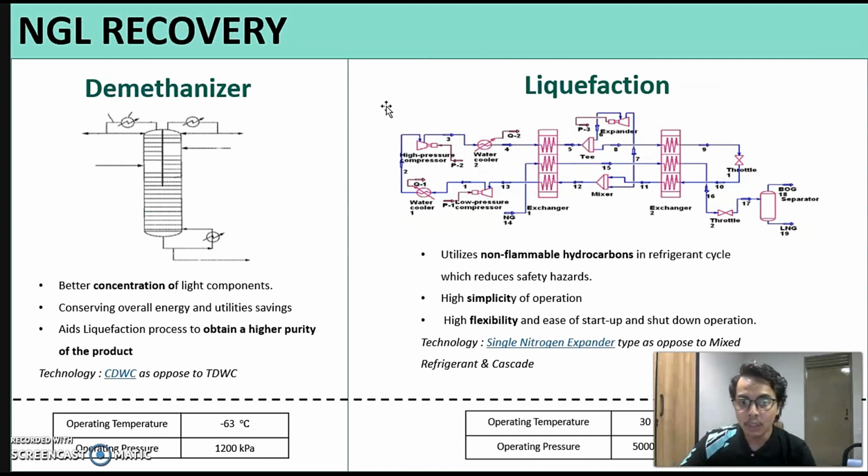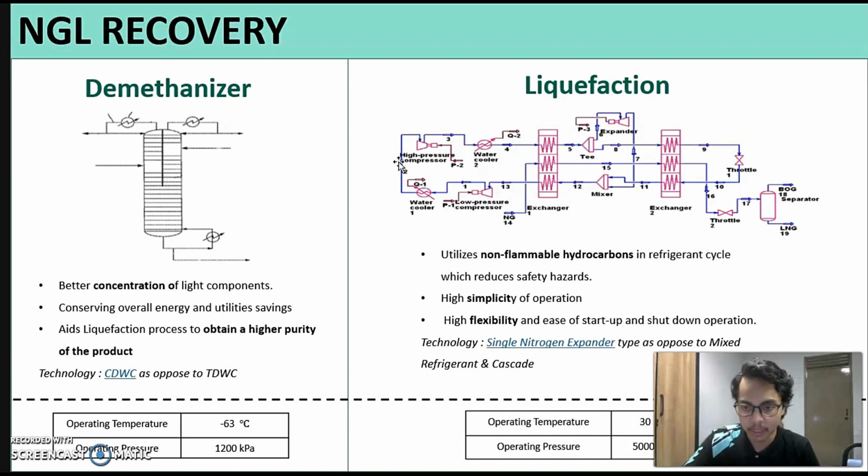Alright, next we'll proceed with natural gas liquids recovery, NGL. It can be divided into 2 parts, which are demethanizer and liquefaction. For the demethanizer, we want better concentration of light components, conserving overall energy and utility saving, and aiding the liquefaction process to obtain higher purity of the product. The technology we choose for the demethanizer is CDWC, which is conventional divided wall column, compared to top divided wall column, and the operating temperature and pressure is negative 63 degrees Celsius and 1200 kilopascal respectively.